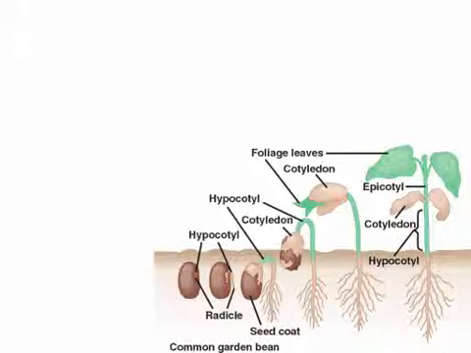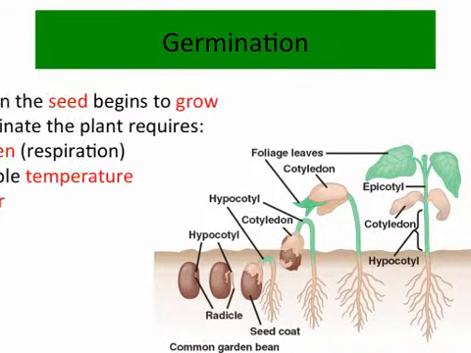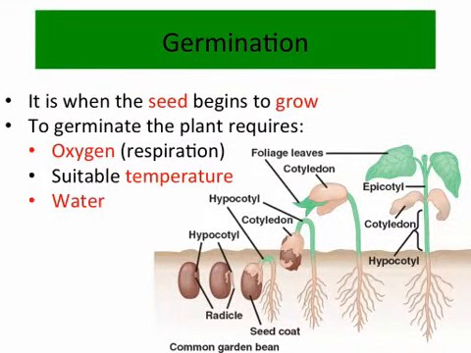Once the seed starts germinating, germination very simply means growing. In order to germinate, a seed will need oxygen, a suitable temperature, and water.